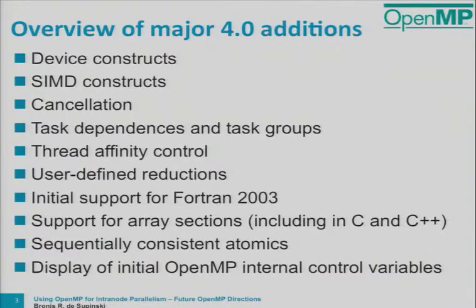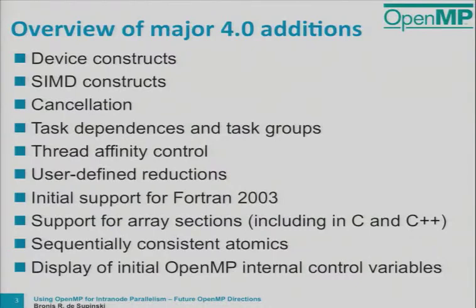Paul alluded to some of the thread affinity control, and I'll go into some of that. I've already mentioned the user-defined reductions. I don't know if I have anything on it in here. We've actually had those pretty well set for a while now. And we've begun moving to supporting Fortran 2003. You might say, well, 2003, what about 2008? Well, pretty much none of the vendors other than Cray support 2008.